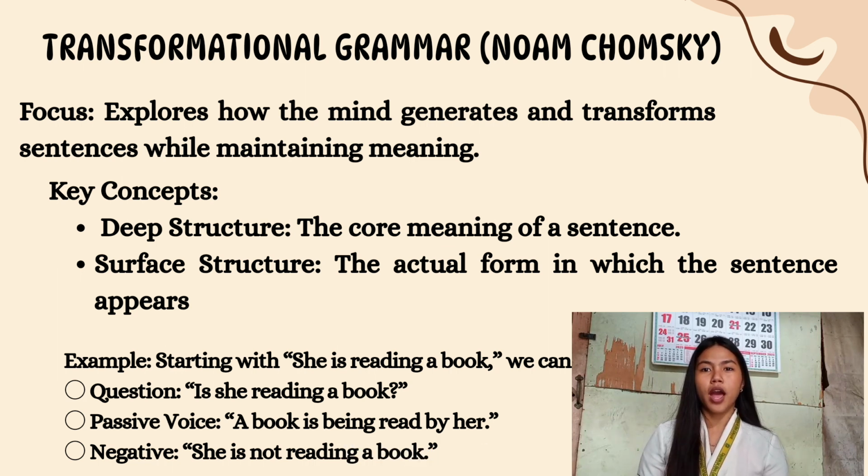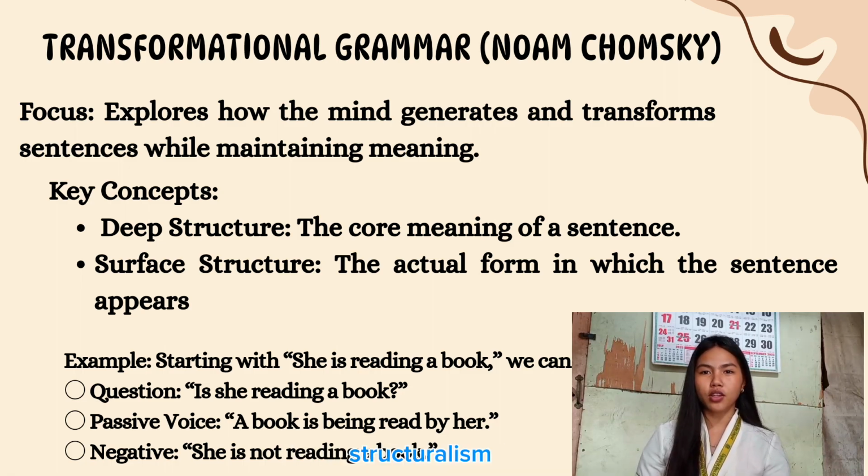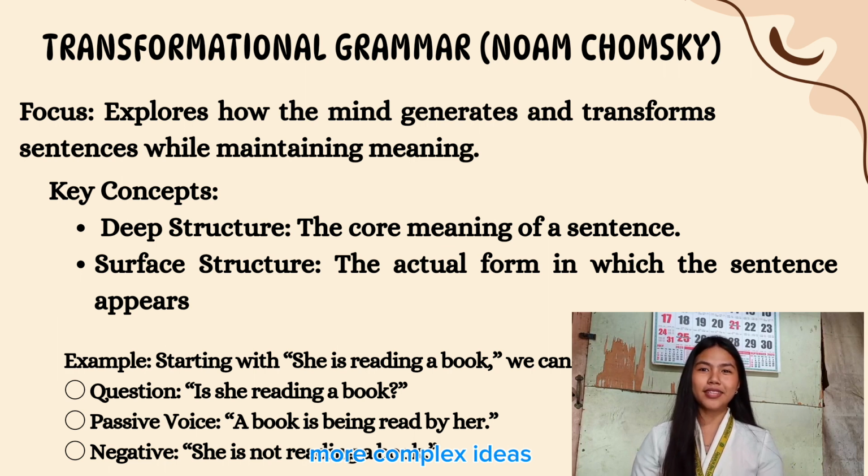This approach helps us understand how to play around with sentences to express the same ideas in different ways, but it can be a bit complicated. So the best way to learn a language often involves using both methods, starting with the basics of structuralism and then learning how to transform sentences with transformational grammar to express more complex ideas.